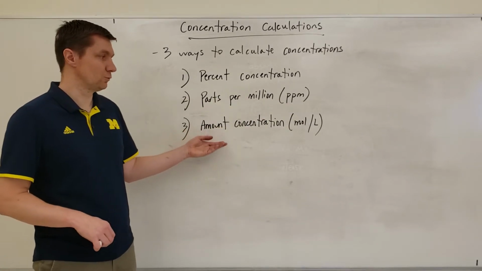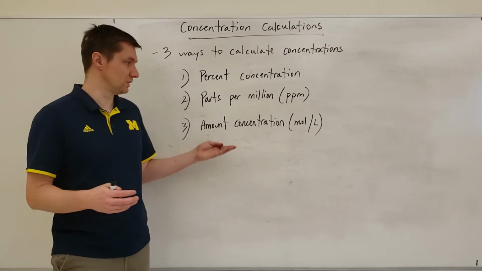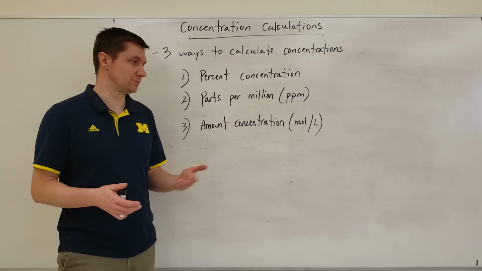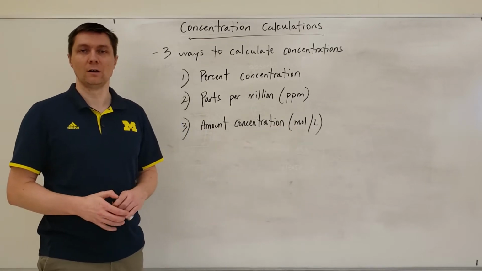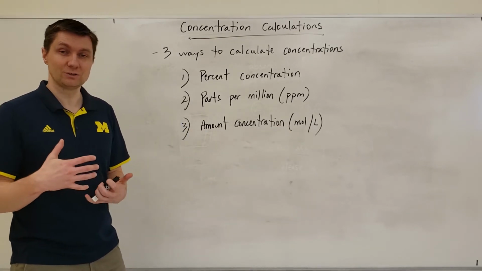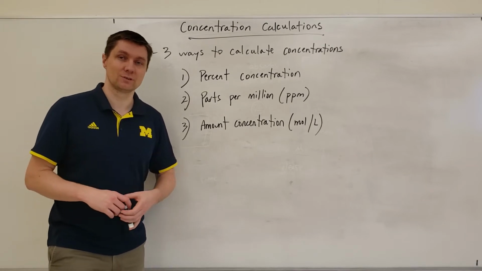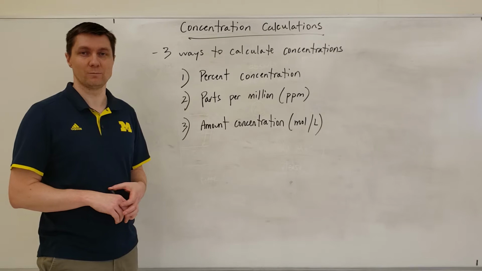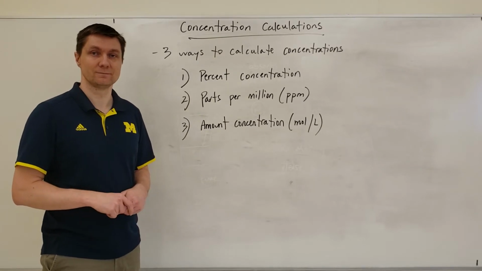And then the last one, which is really important, well, they're all important, but this one is really important, number three, called amount concentration, which is measured in moles per liter. So we're going to go through each of these, look at some examples. So hang tight, I'll be right back with the first example for the first type, percent concentration.